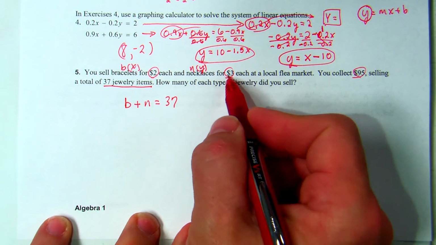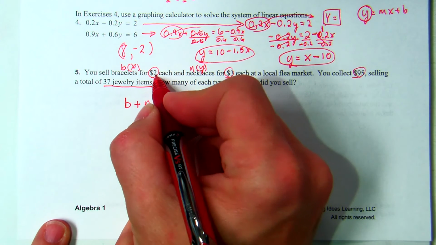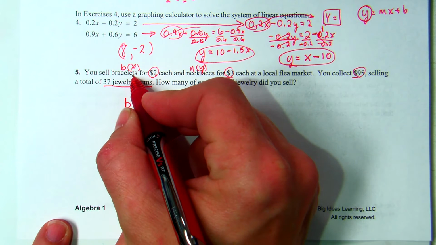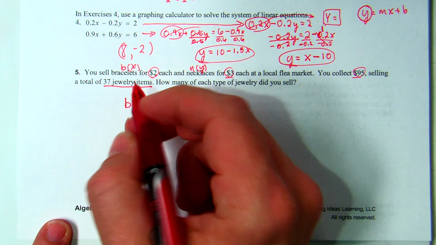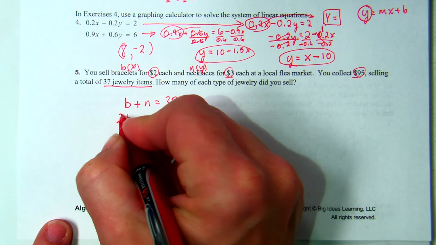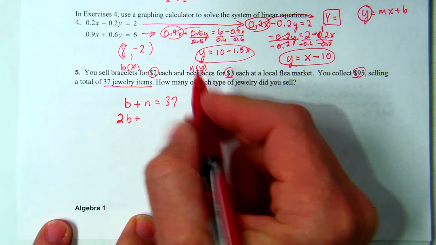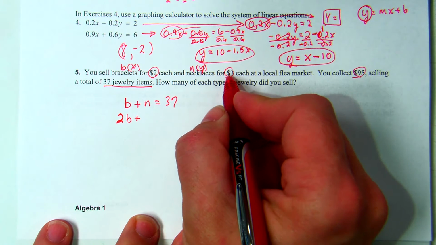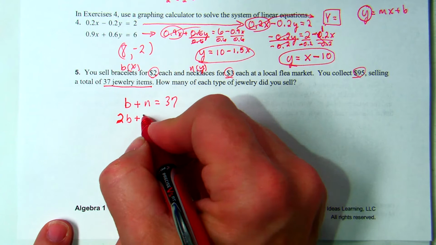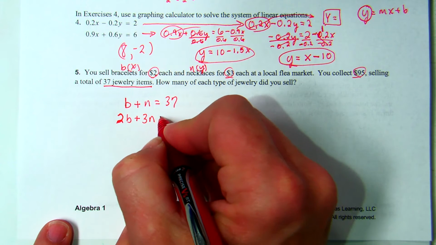Now when it comes to the dollar amount, well, I know that $2 times however many bracelets I sell, I don't know what that is, but I know that 2 times B plus $3 for every necklace I sell, or 3 times N.